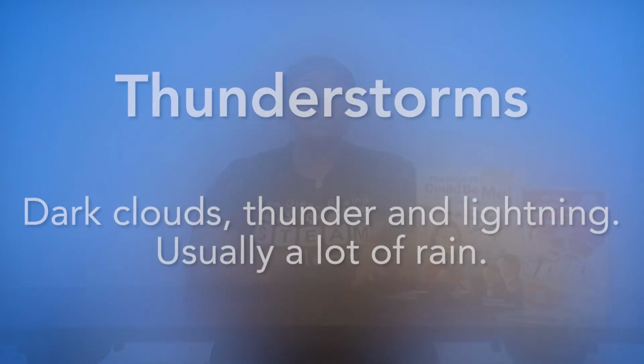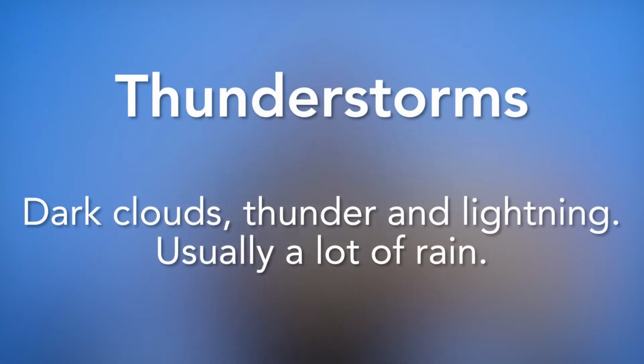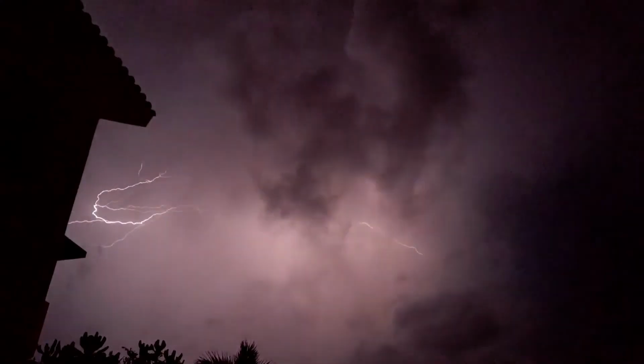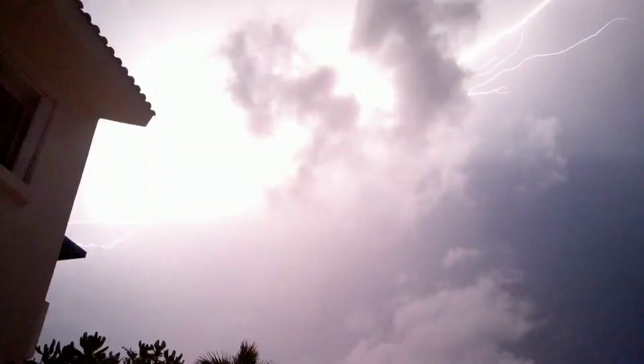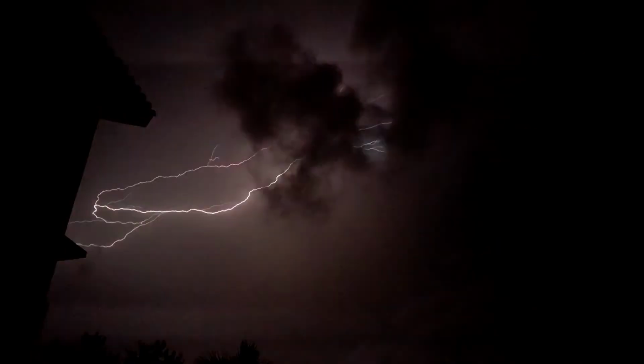Thunderstorms. Thunderstorms are dark clouds that form in the sky with thunder and lightning, usually with a lot of rain. Thunderstorms are created when unusually warm air near the ground rises and unusually cold air from the upper atmosphere falls, causing shaky and humid air.